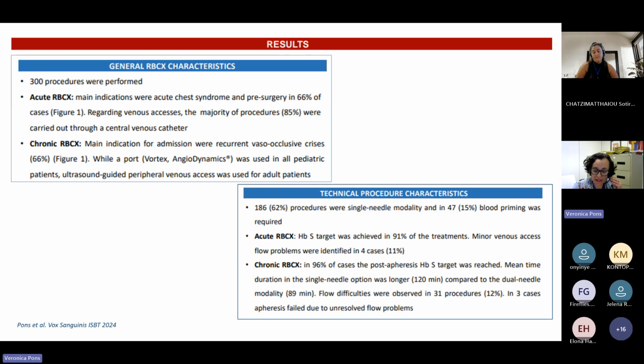We also use single needle modality, in 62%, and blood priming was necessary in 15% of the procedures. And about venous access, minor flow problems were observed in 11% of acute cases and 12% in chronic cases. And only 3 apheresis procedures were unsuccessful due to a flow problem.